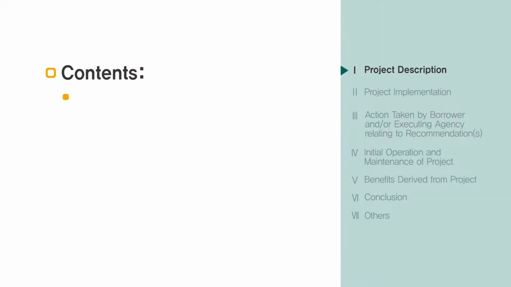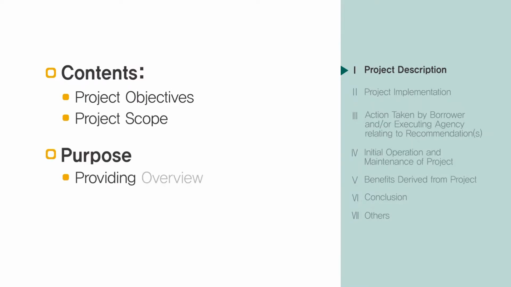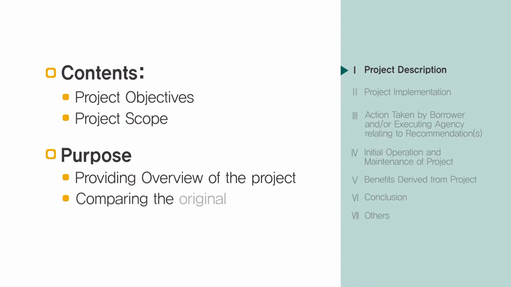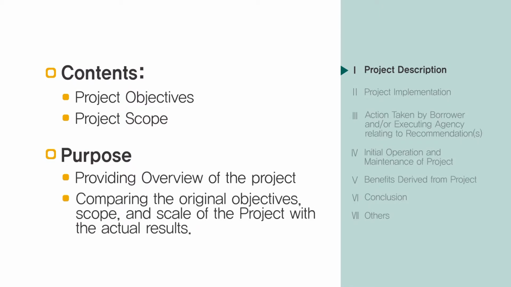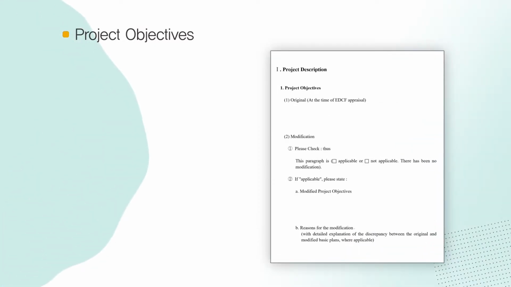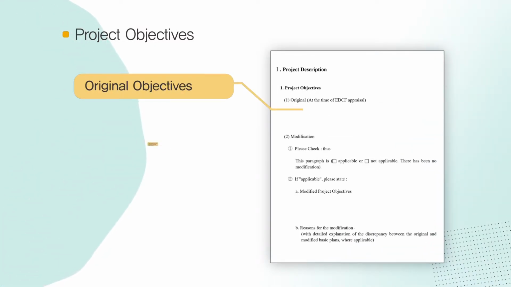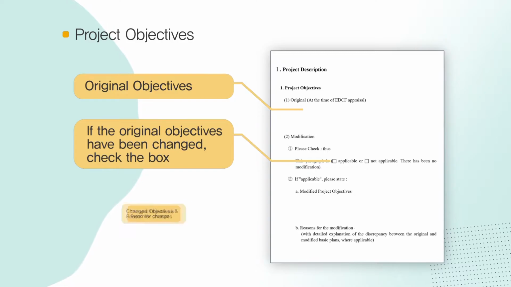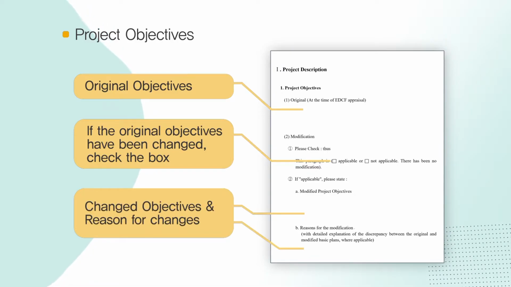EDCF PCR usually begins with a project description. This article compares the original objectives, scope, and scale of the project with the actual implementation. The reader needs to understand what was planned and what has actually been done. In comparing the original plans with the actual results, the latter should correspond to what has already been stated about the former. If the original objectives have been changed, the reason for such changes should be described in paragraph 2, Modification, with complete background and conditions.